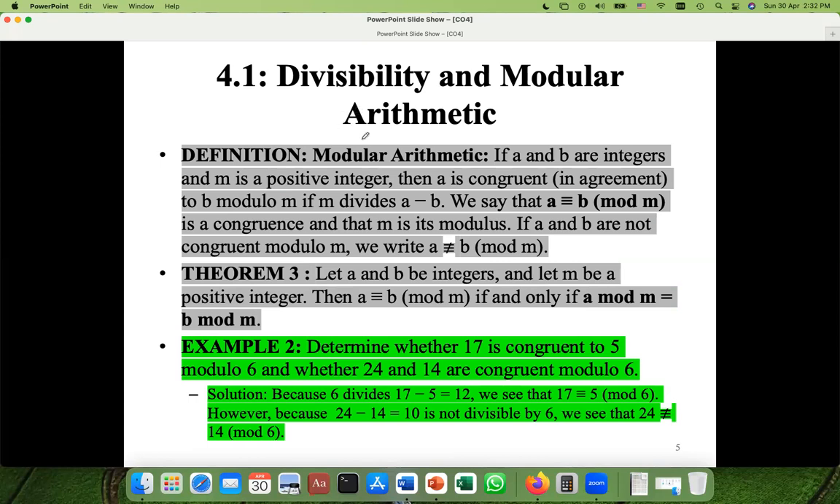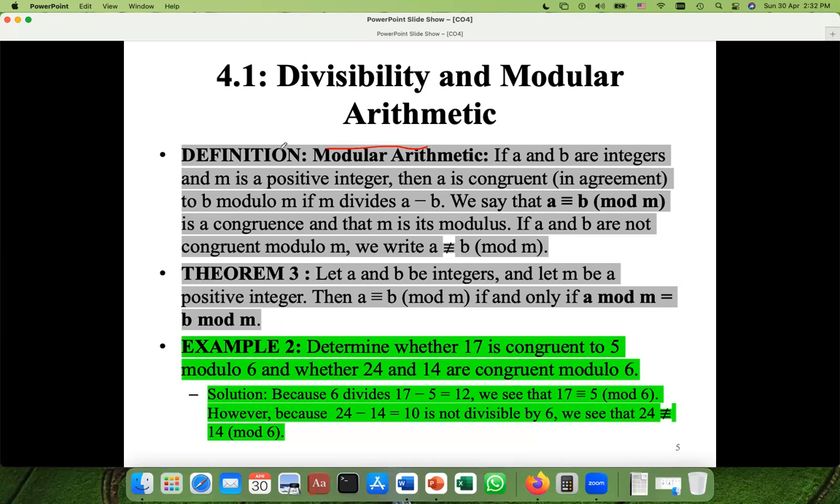Now we are moving towards another definition, that is modular arithmetic. Modular is coming from the word modulus, and modulus normally means something that you will get as a remainder. When you divide some number with some divisor, some modulo value, then you will get the remainder. The concept related to this modulus is called modular arithmetic.